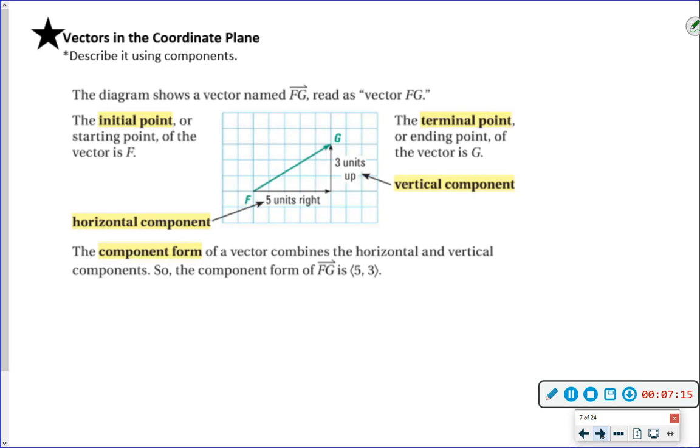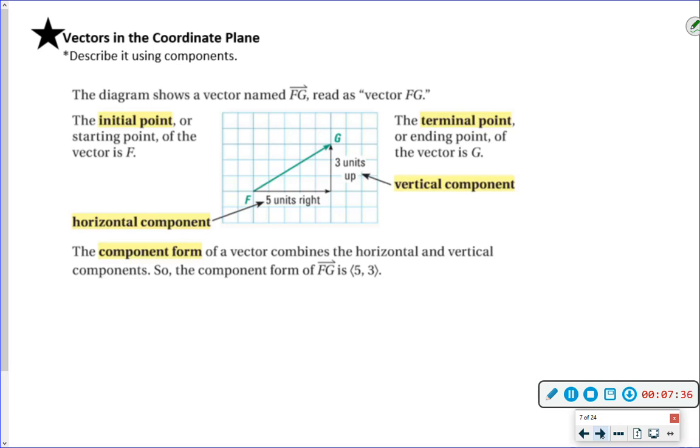Okay, so how to draw a vector, name a vector, all this sort of good stuff. So, nothing for you to write down, just take a look at it. So, describing it using components. We need to talk about this vector component form. Boy, that's a mouthful. So, it shows you how to do the vector FG.